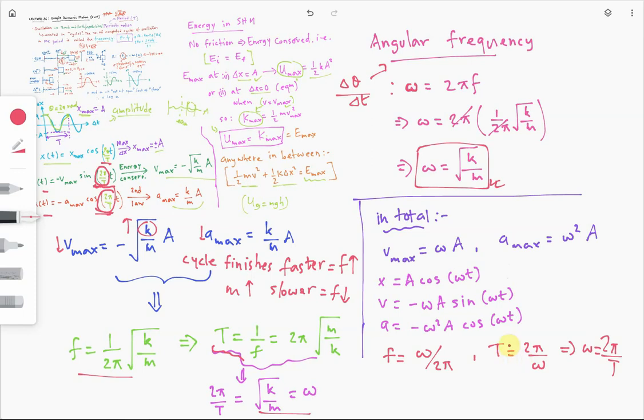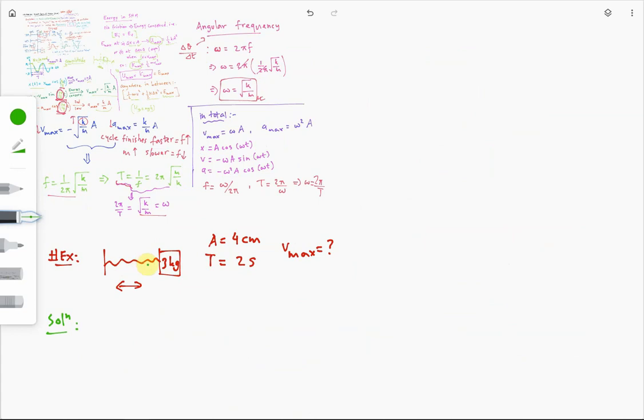Now let's look at an example. The question gives us a mass attached to a spring, and this oscillates, creating a simple harmonic motion, and the amplitude of the oscillation, that is the maximum displacement from the equilibrium length of the spring, is given to us to be 4 centimeters, which in SI units of meters is just 0.04, and the time period of this oscillating system is 2 seconds. We are asked to find what is Vmax. Now our first go is to see what the equation for Vmax is.